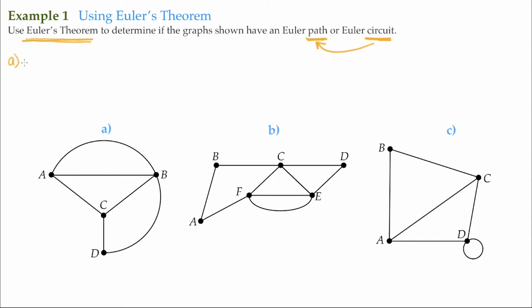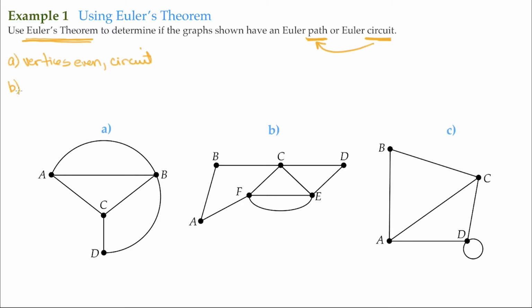It says if all the vertices of a graph are even, I'm just going to write it down here, then there's going to be at least one Euler circuit. There's probably many more, but it will contain at least one.